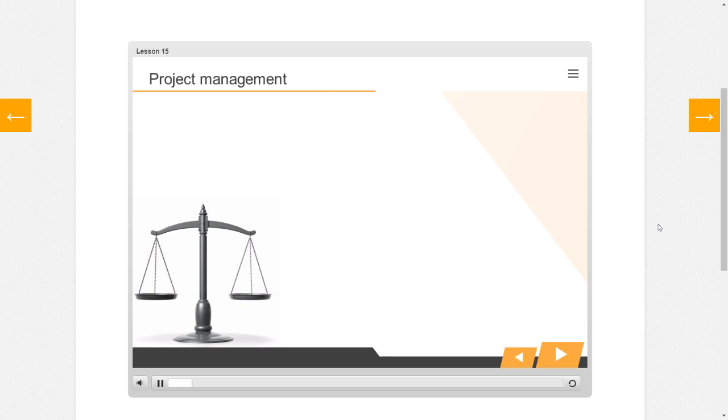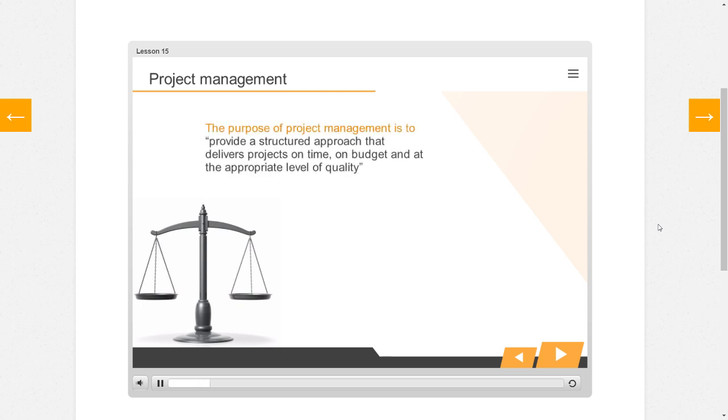Let's start with project management. The purpose of project management is to provide a structured approach that delivers projects on time, on budget, and at the appropriate level of quality. There's a common project management expression that says, fast, cheap, or good. You can only have 2 out of the 3. The idea being that if you want it fast and cheap, it won't be good. If you want it fast and good, it won't be cheap. And if you want it cheap and good, it won't be fast. This is a funny expression with a serious message.